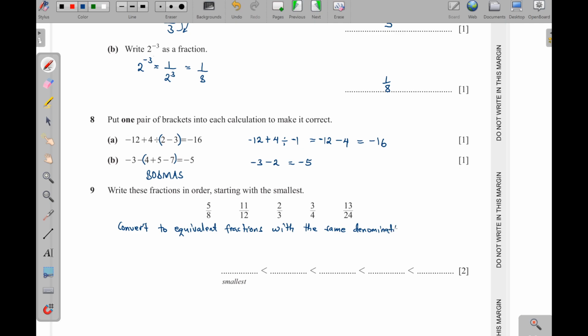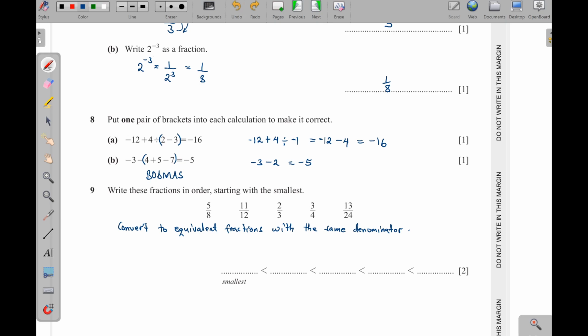With the same denominator, you can easily see the numerators, which one is bigger than the other, and then you arrange. Okay, so this one here, we have 8, we have 12, we have 3, we have 4, we have 24. All of them, the LCM is 24. 12 can go into 24, 3 can go into 24, 4 can go into 24, 8 can go into 24.